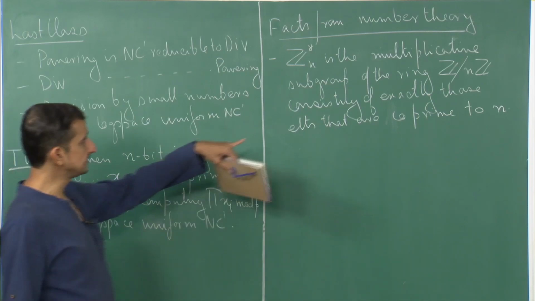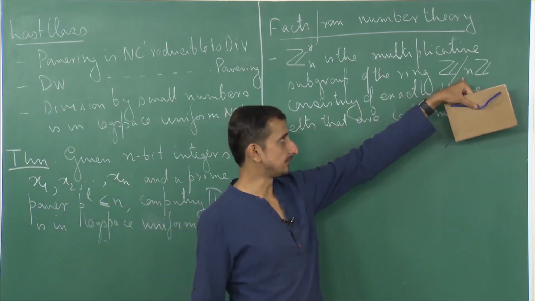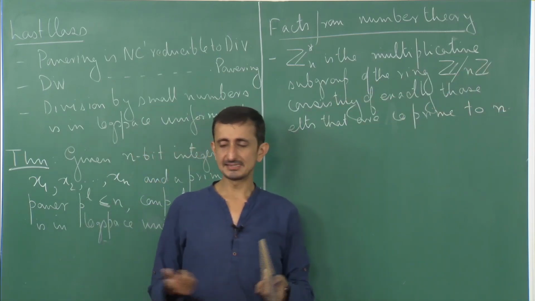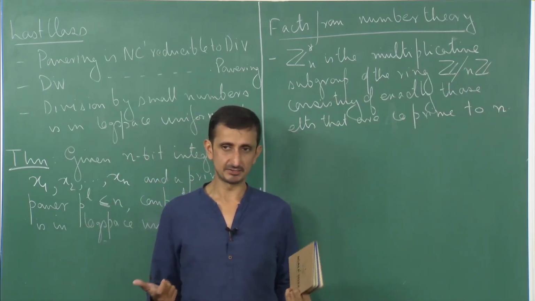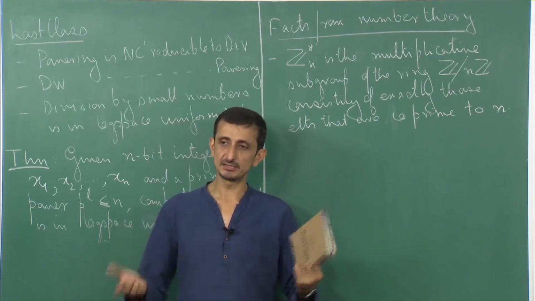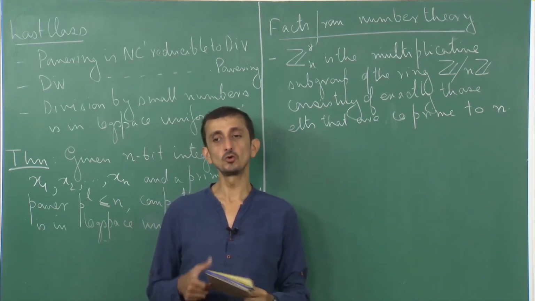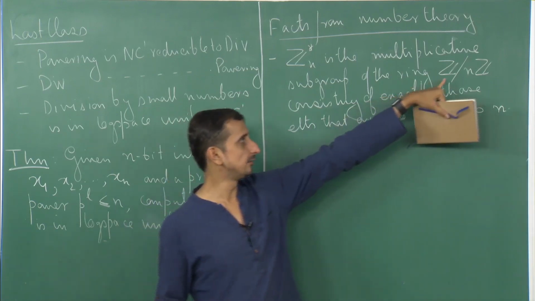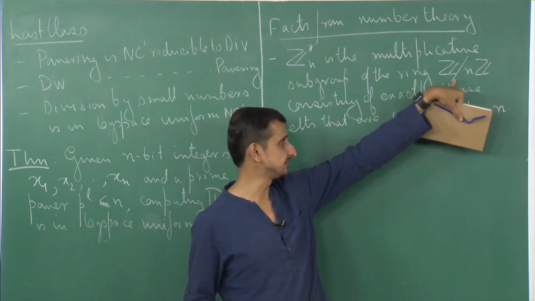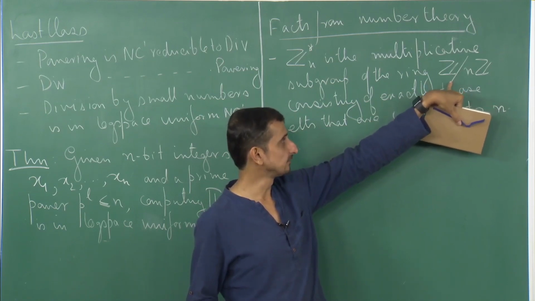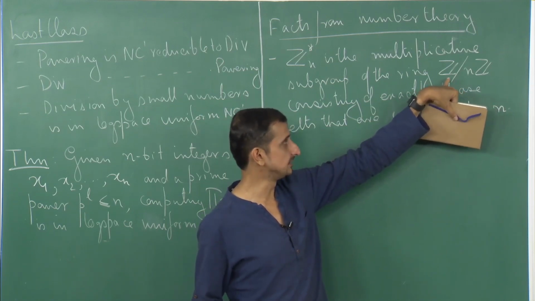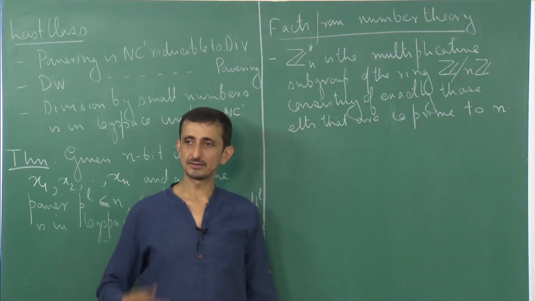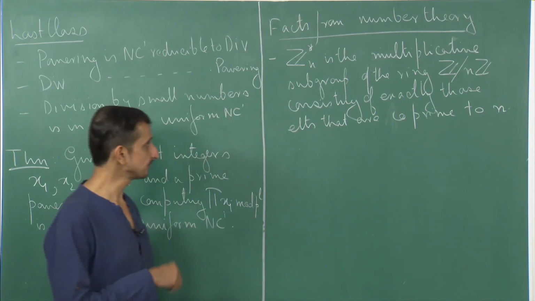So Z star n is the multiplicative subgroup of the ring Z mod nZ. So what is a ring? A ring is basically a set where you have both addition and multiplication, and it is a group with respect to addition, and it is just closed under multiplication. It need not have multiplicative inverses. Here, if we do addition and multiplication in this set 0 up to n minus 1, and the computations are modulo n, then this actually forms a ring. This is something very basic that we know.